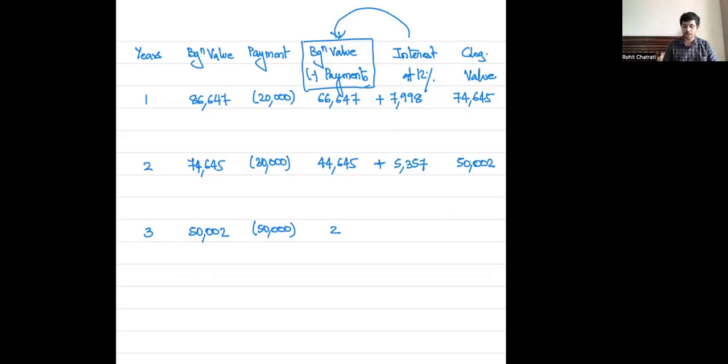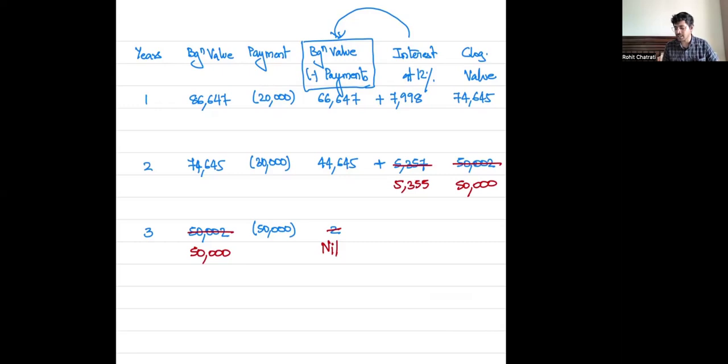The remaining lease liability will be 2 rupees. That's actually a rounding error. Maybe what we could have done is recognized an interest of 5,355 only, so that this would have been 50,000. Accordingly, this 50,000 would have exactly matched the payment and this would have been equal to 0. That 2 rupees was left only because of rounding.